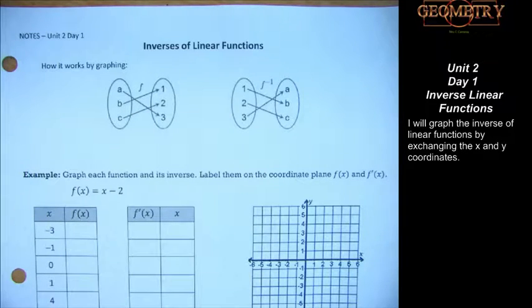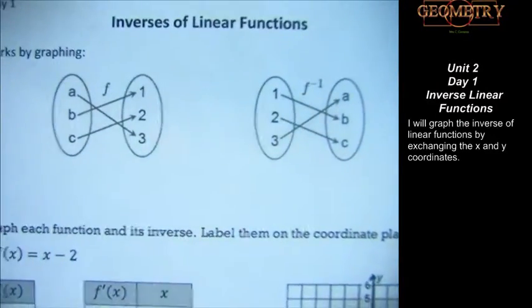So we're starting Unit 2 today. This is day 1 of Unit 2. We're talking about inverse linear functions. The past few days, we've been working with straight up linear functions. We've been graphing them, working with the inequalities of them, all that good stuff. We've talked about all their characteristics. Now we're going to talk about the inverse.